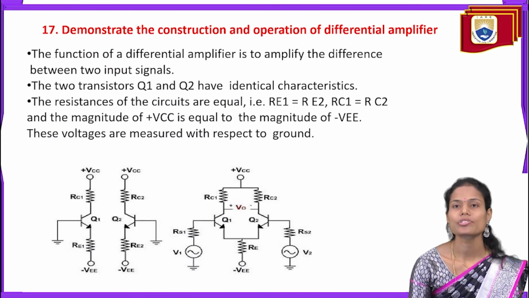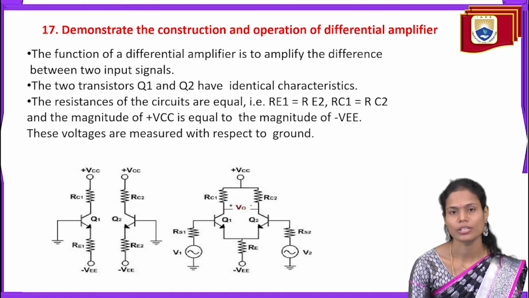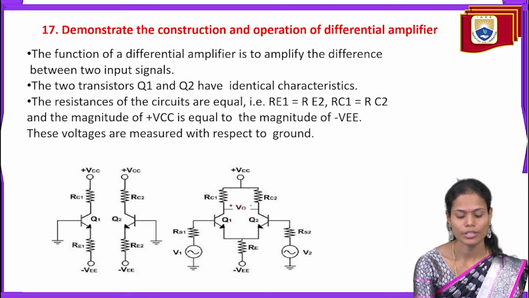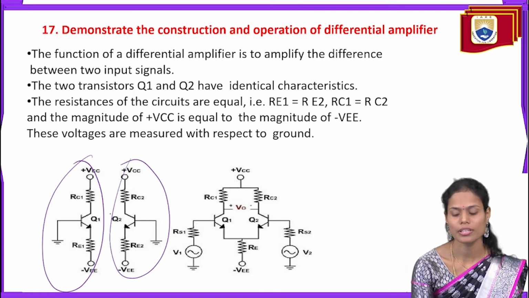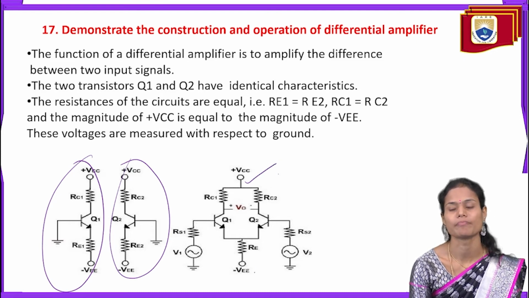And next, demonstrate the construction and operation of differential amplifier. So here, to make the differential amplifier, we have to take 2 identical transistors where those should have 2 similar properties, and the collector resistance of the 2 transistors are also equal, and the emitter resistance of the 2 transistors also must be equal. So we have to take the 2 transistor configurations with 2 similar type of transistors. Then we have to interconnect the 2 transistors by providing the common power supplies VCC as well as VE. So in this way we need to construct the differential amplifier.